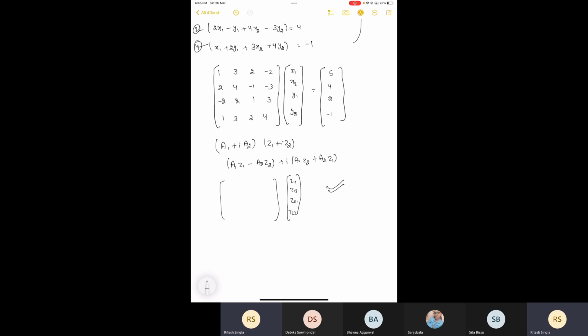So are we clear with question number 3? Yes sir. Okay, what about question number 4? Question number 4 and 5 are completely similar. Were you able to get this number of multiplications?